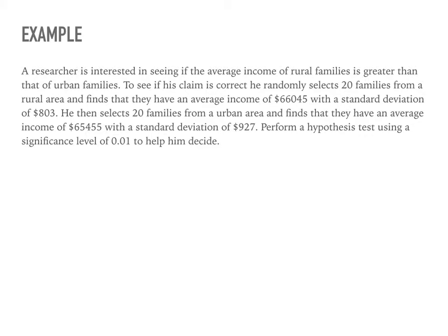In our example, we see a researcher is interested in seeing if the average income of rural families is greater than that of urban families. To see if his claim is correct, he randomly selects 20 families from a rural area and finds that they have an average income of $66,045 with a standard deviation of $803. He then selects 20 families from an urban area and finds that they have an average income of $65,455 with a standard deviation of $927. Perform a hypothesis test using a significance level of 0.01 to help him decide.